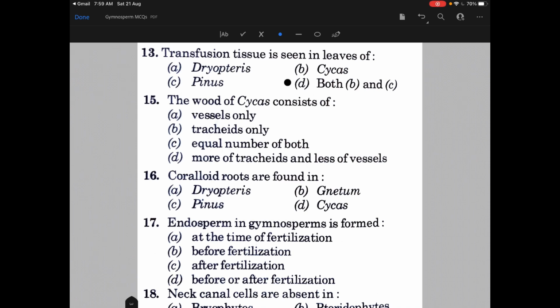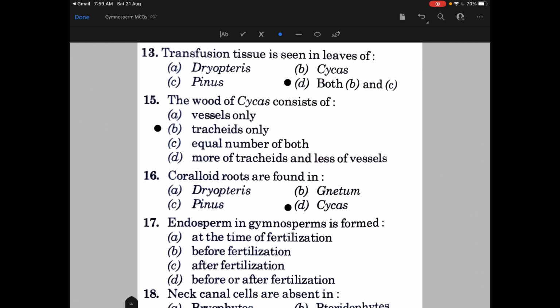The wood of Cycas consists of dash. The answer is B, that is tracheids only. Next, coralloid roots are found in dash. The answer is D, that is Cycas. And yes, remember, in the coralloid root they harbor the blue-green algae which are helpful in nitrogen fixation.